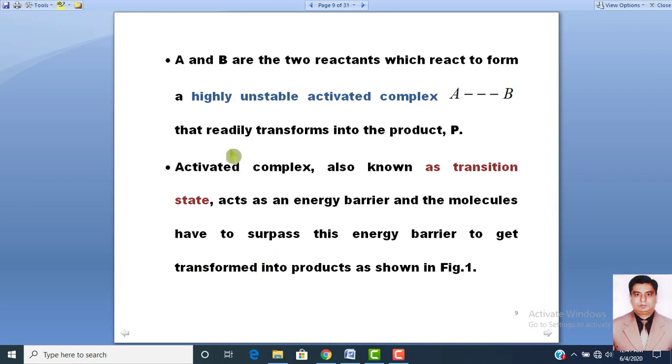Dear students, when reactants A and B react with each other, a highly unstable activated complex AB is produced. When this activated complex disintegrates, it is converted into the products. This activated complex is also known as the transition state.